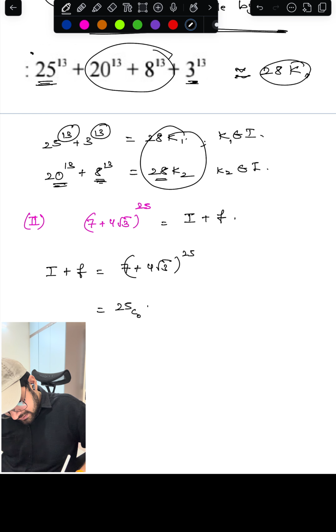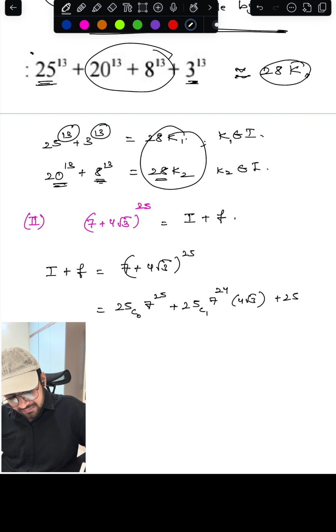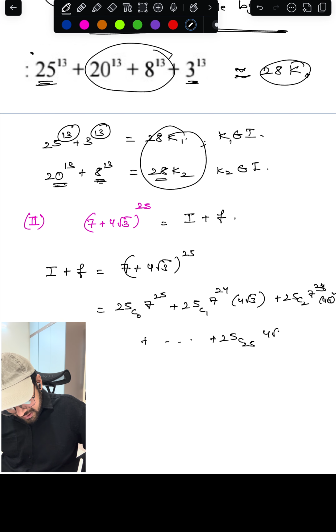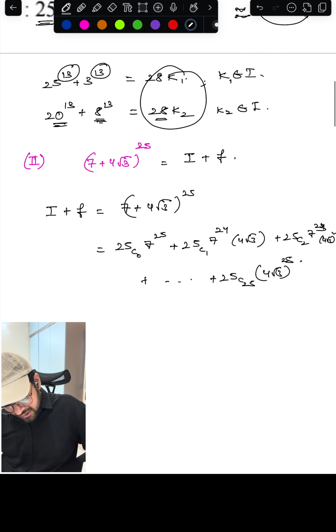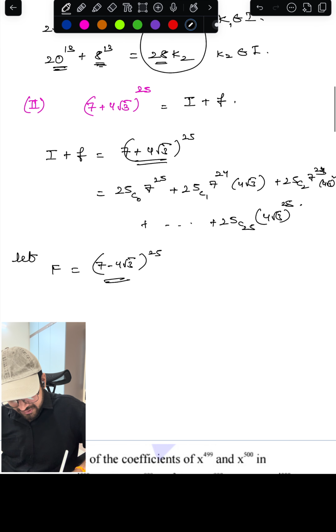Now if I expand it using binomial expansion, I will get 25 c naught 7 power 25, plus 25 c1 7 power 24 into 4 root 3, right, plus 25 c2 7 power 23 into 4 root 3 whole square, plus and so on, 25 c25 4 root 3 whole power 25, right? So this is the expansion. Let me consider capital F as 7 minus 4 root 3 whole power 25. I am taking the conjugate of this particular expression, right?